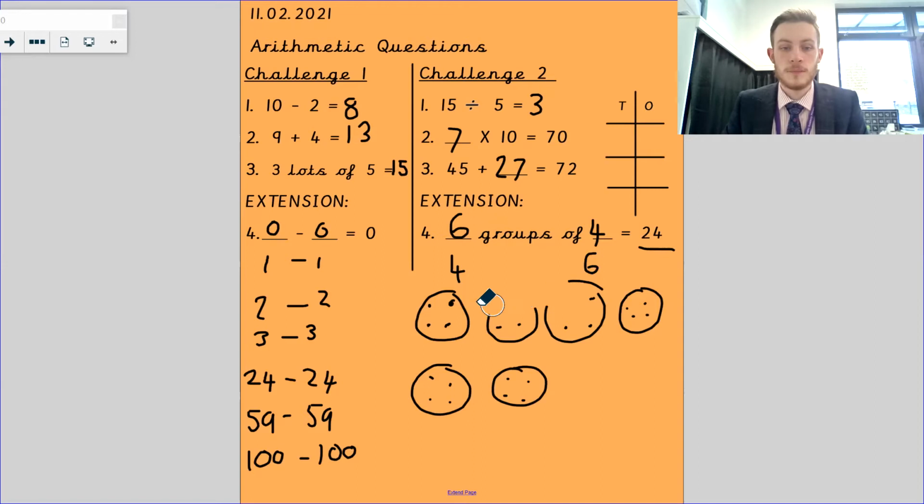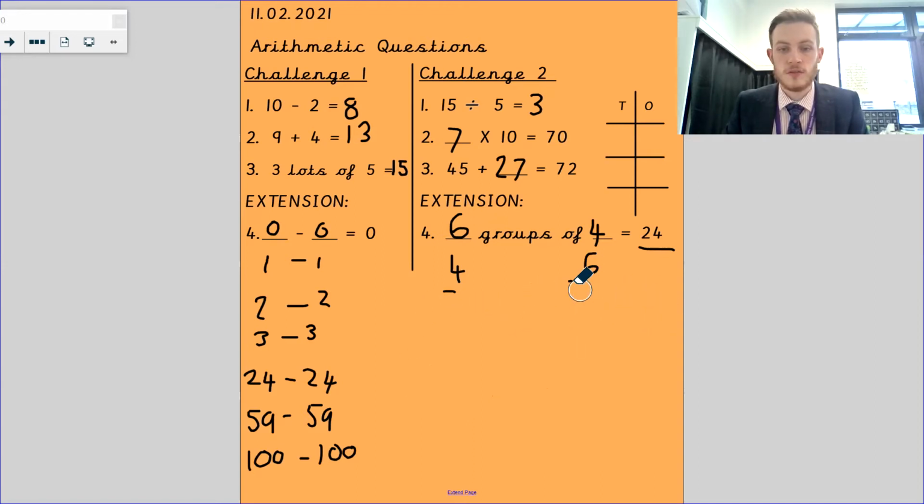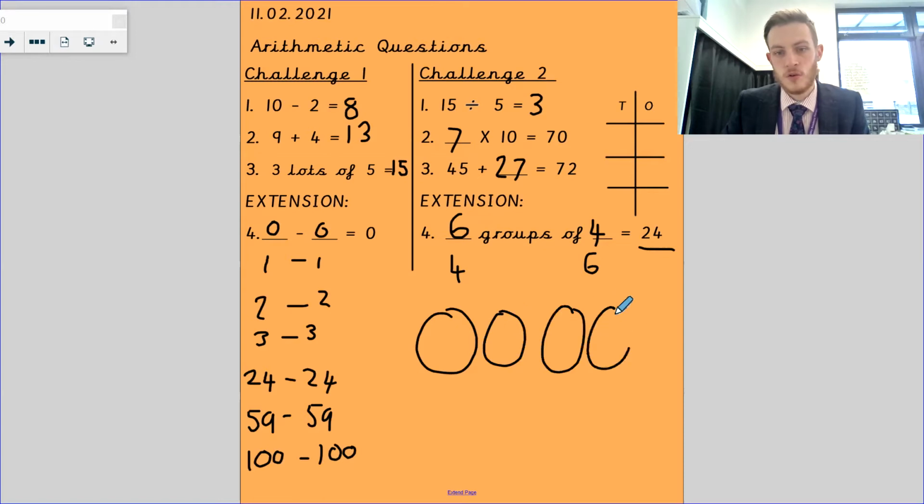And how that would look is if you got yourself your pen again, you'd say, I've got 4 groups, 1, 2, 3, 4, and I've got 6 in each group. 1, 2, 3, 4, 5, 6. And then you count all those dots, and all those dots equal 6, 7, 8, up to 24. So you can see how that's commutative. I've just swapped them over.